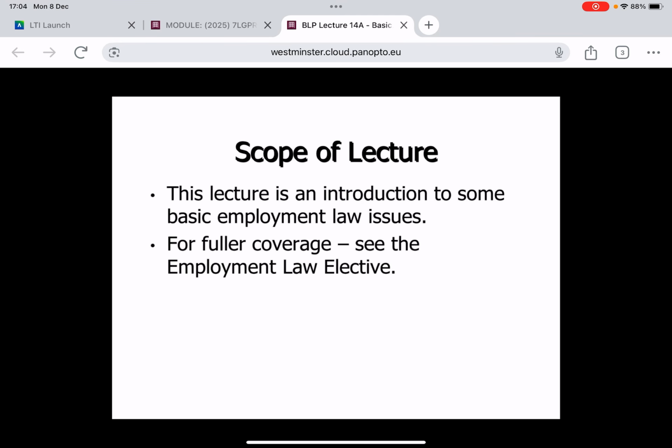So, as already mentioned, this is really an introductory lecture looking at some basic topics. We are only looking at the subject at quite an introductory level. If this is a topic which you're interested in, there is of course an elective on the subject of employment that you can choose to study. Part-time students who are listening to this lecture may of course have already studied employment law, in which case this recording will act as revision.